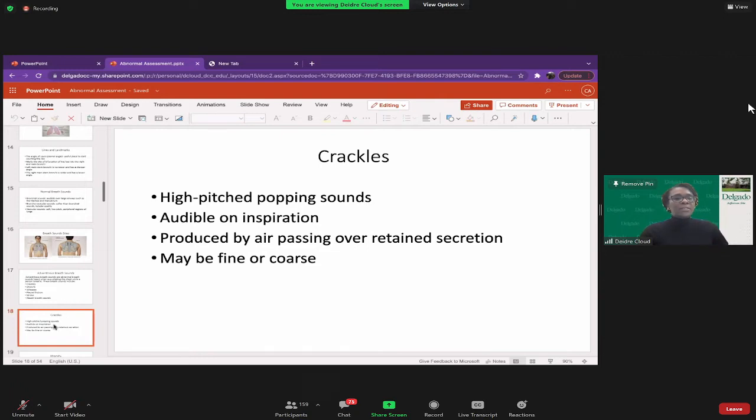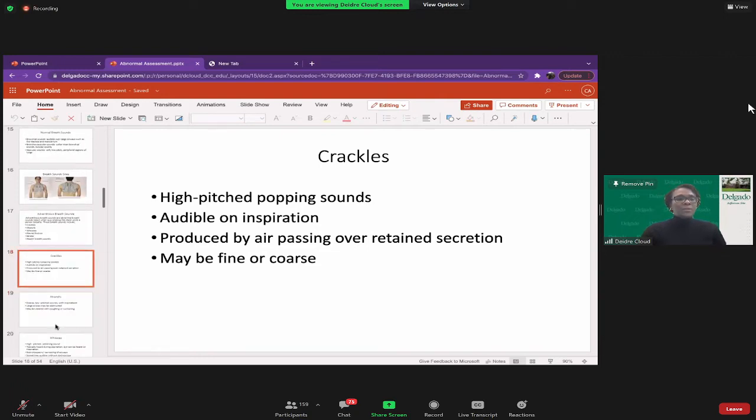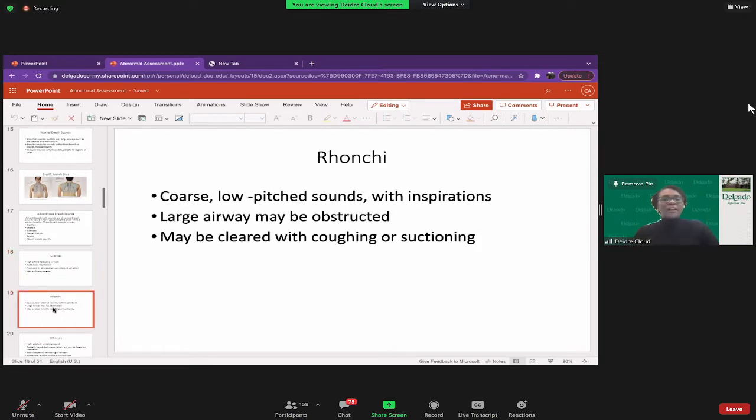All right. We're going to move on to Ronchi. So who wants to tell me about Ronchi? What disease process may you see this with? Is it bronchitis? Bronchitis. COPD. Okay. And they say Ronchi is actually a snorer's wheeze.